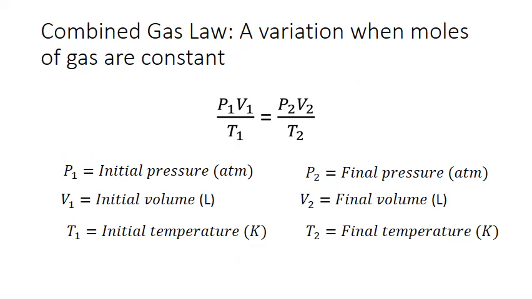So a variation on this is called the combined gas law. This is one that we use when moles of the gas are held constant, and we look at how pressure, volume, and temperature change relative to each other. The formula is P1V1 divided by T1 equals P2V2 divided by T2, where P1, V1, and T1 represent initial conditions of pressure, volume, and temperature. Something happens to change those conditions, and we represent the new, or final, conditions as P2, V2, and T2.